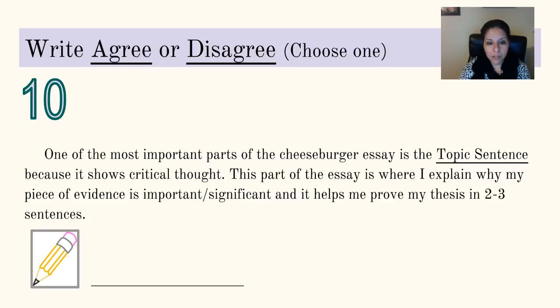One of the most important parts of the cheeseburger essay is the topic sentence because it shows critical thought. This part of the essay is where I explain why my piece of evidence is important or significant, and it helps me prove my thesis in 2 to 3 sentences. Do I agree or disagree? Now, this is a very long one. It has a lot of information, okay?